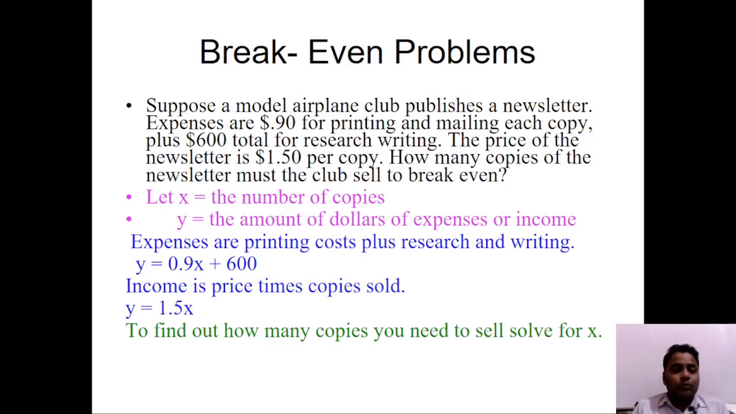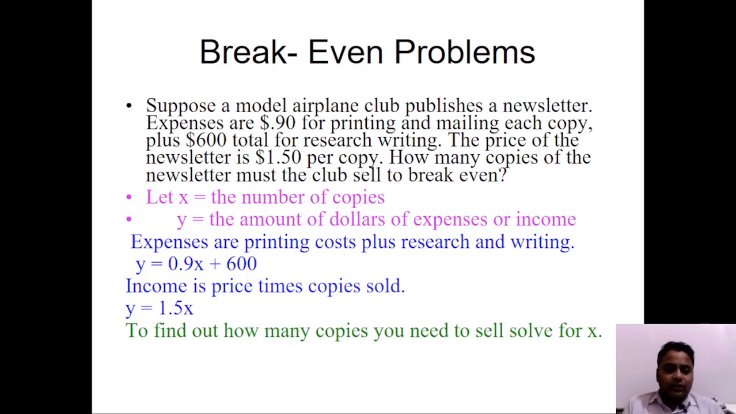So in this, first we assumed that x equals the number of copies, y equals the amount of dollars of expenses or income. Expenses are printing cost plus research and writing. Then y equals 0.9 into x, where x is the number of copies, so 0.9 into x, the total number of copies multiplied by 0.9, plus 600. All the figures are in dollars.